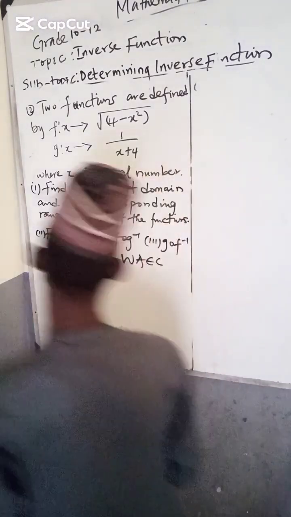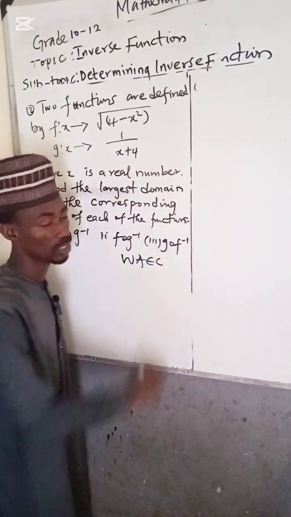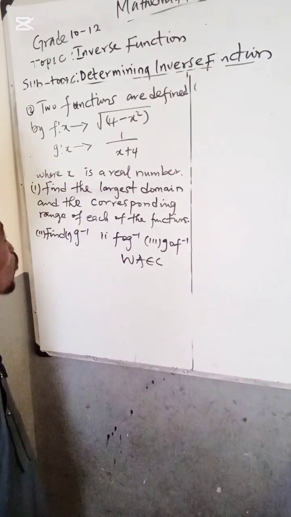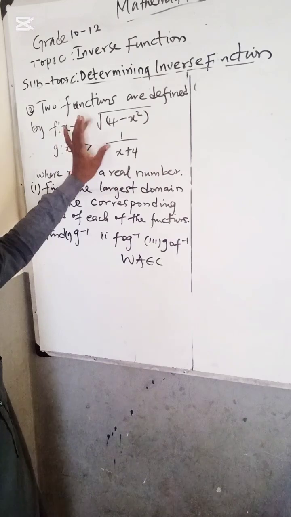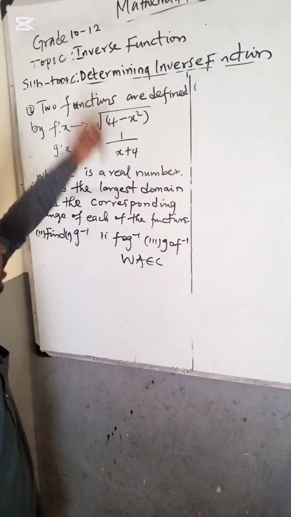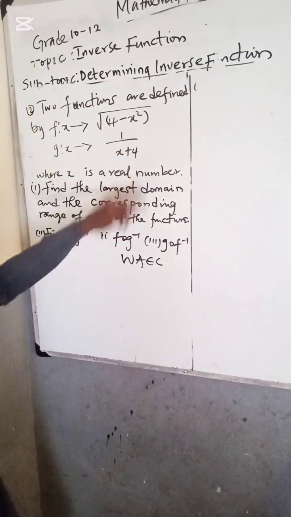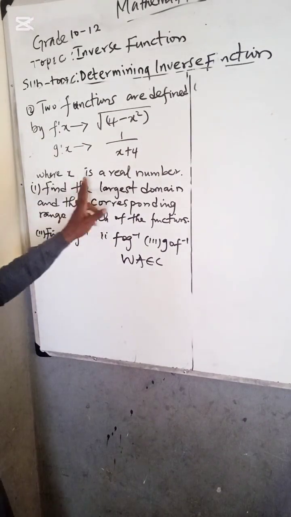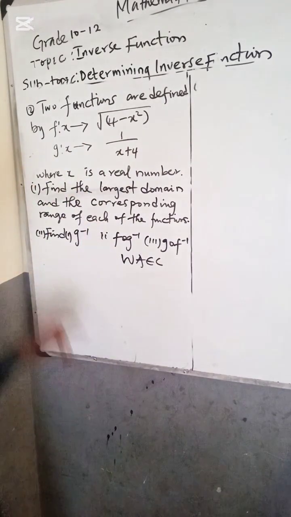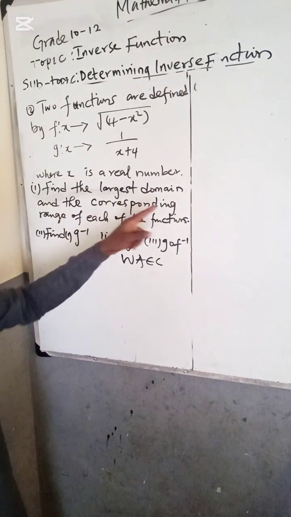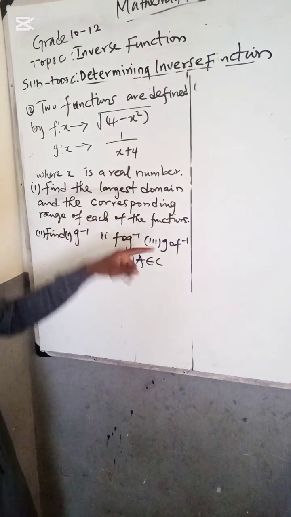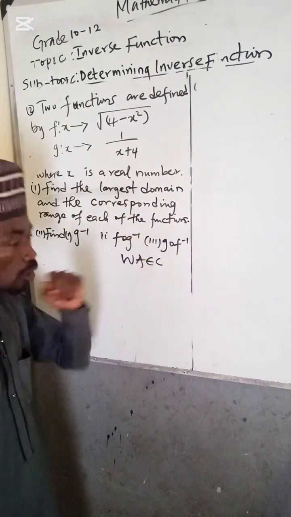My WAEC and JAM student, this is your question, and it goes this way. Two functions are defined: f of x equals square root of 4 minus x squared, and g of x equals 1 over x plus 4, where x is a real number. The first question says: find the largest domain and the corresponding range of each of the functions.